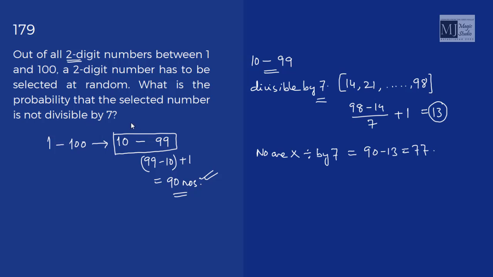What is the probability that the selected number is not divisible by 7? Our required probability is 77C1 by 90C1. That is 77 by 90.